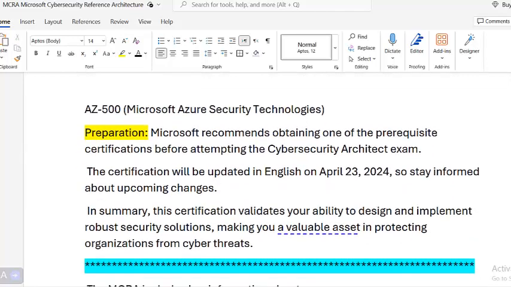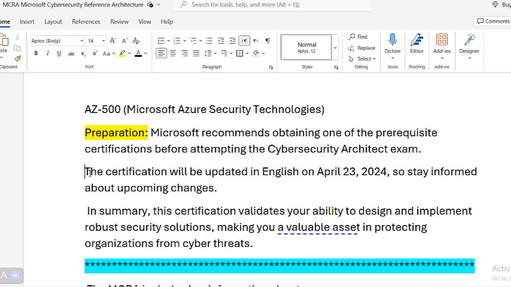So, preparation. Microsoft recommends obtaining one of the prerequisite certifications before attempting the Cybersecurity Architect exam. The certification will be updated in English on April 23rd, 2024. So it hasn't happened yet, but it will happen soon.